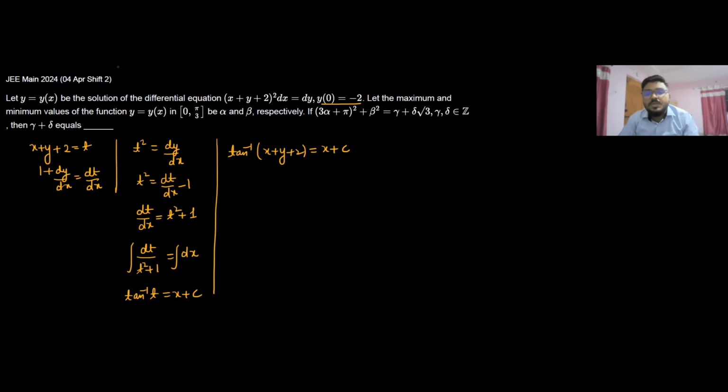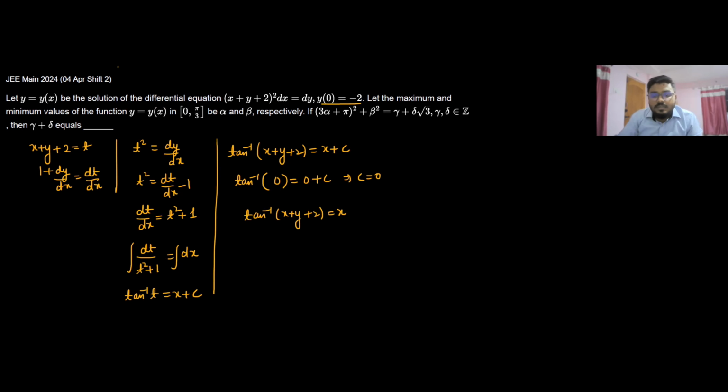Now we can substitute x equal to 0 and y as minus 2. So x is 0, y is minus 2. So this is 0 and x again 0 plus c. So c we got as 0. Means my solution is tan inverse x plus y plus 2 is equal to x.